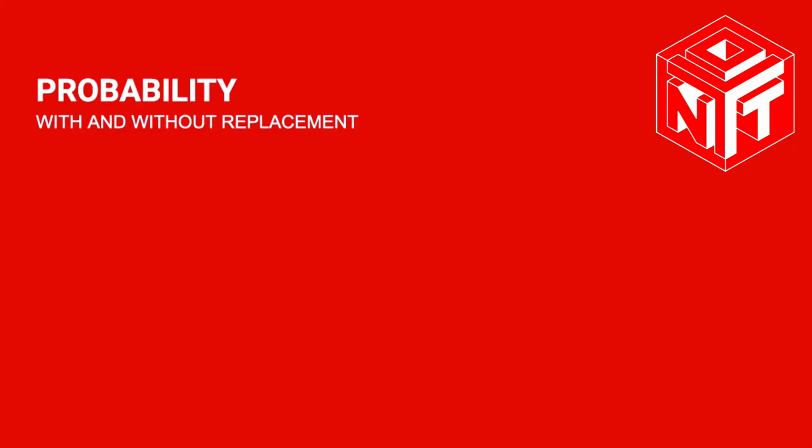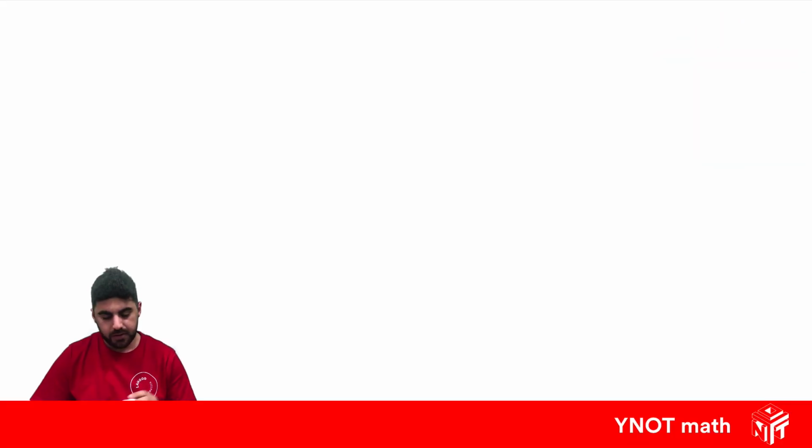With and without replacement. So when we select things, we can either put it back or not put it back. And this is what with and without replacement means. So we're going to look at an example first where we're replacing what we select every time.